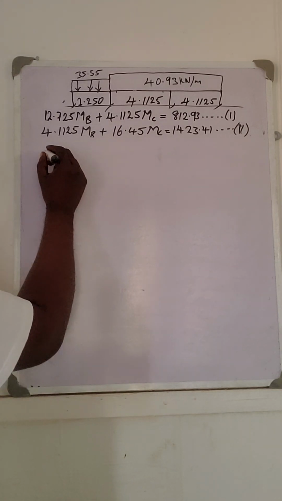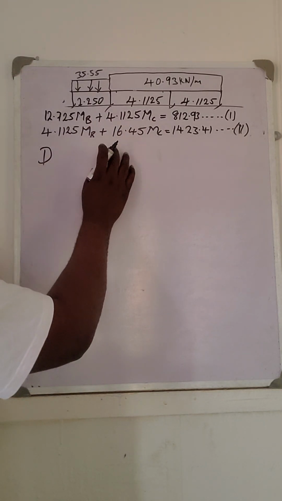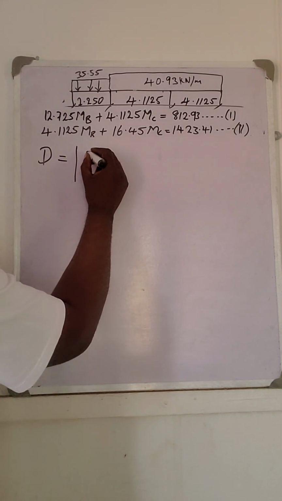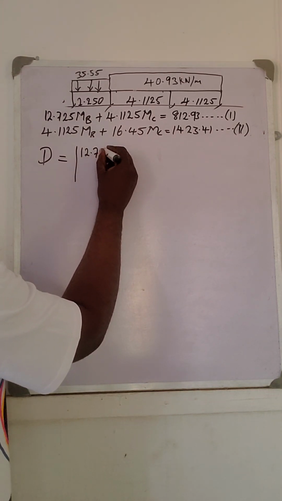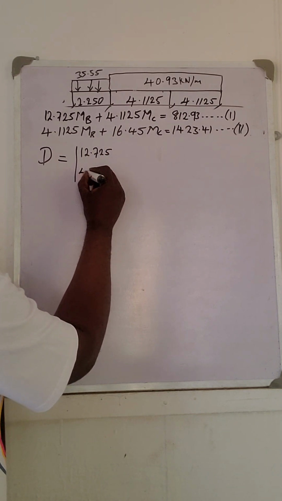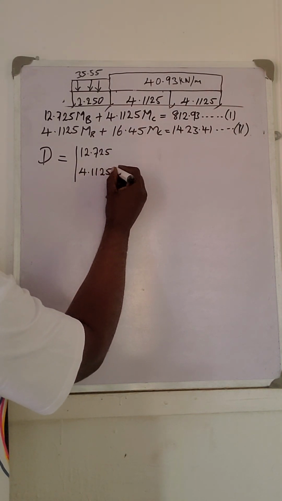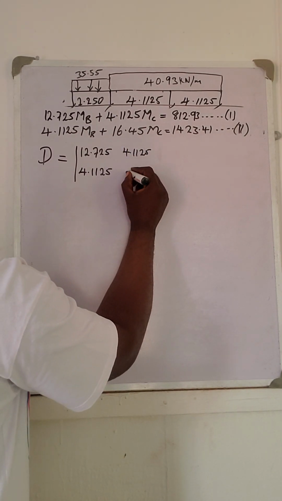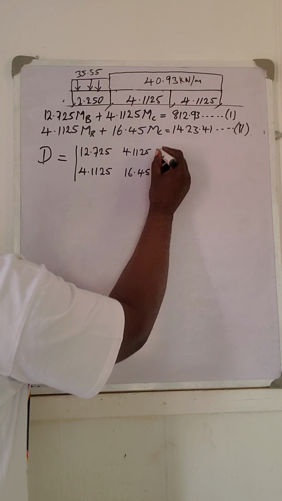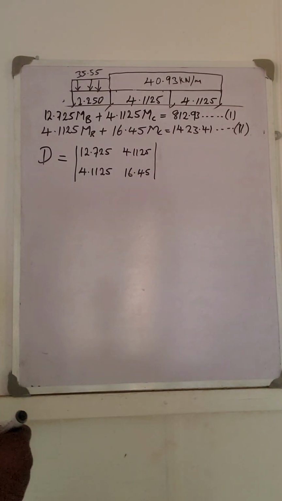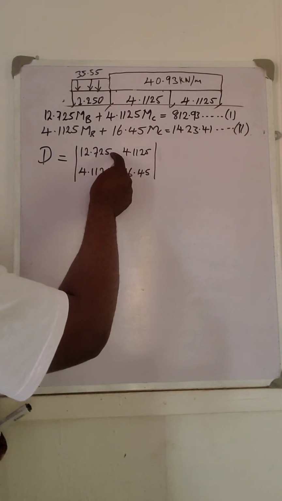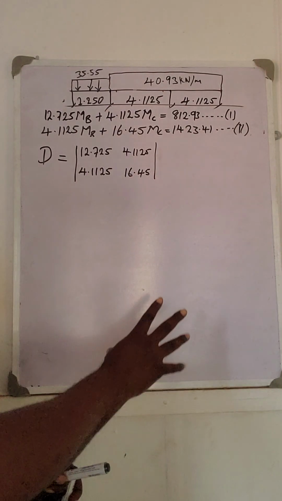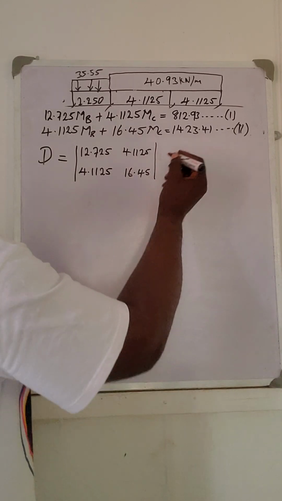First thing first, what we need to do now is to get the determinant of the matrix of the variables here, which is this: 12.725, then 4.1125, then 4.1125, then 60.45. That's case one. Of course, you know that this times this minus this times this. Because the board is not wide enough, we are going to break it down.